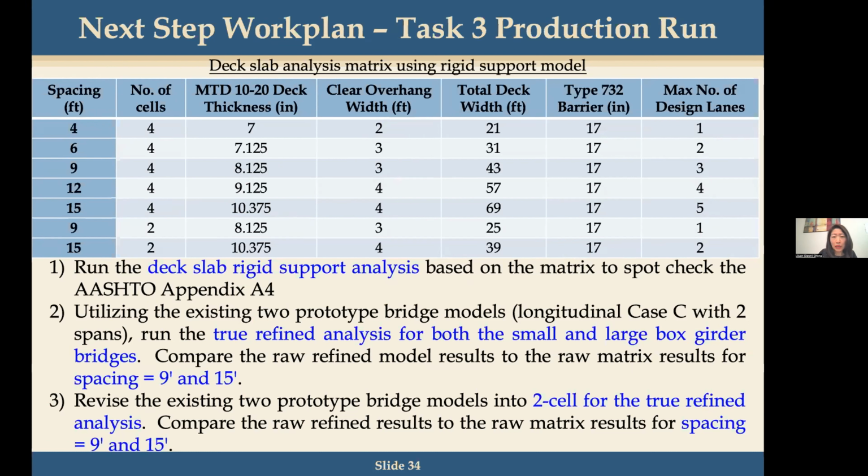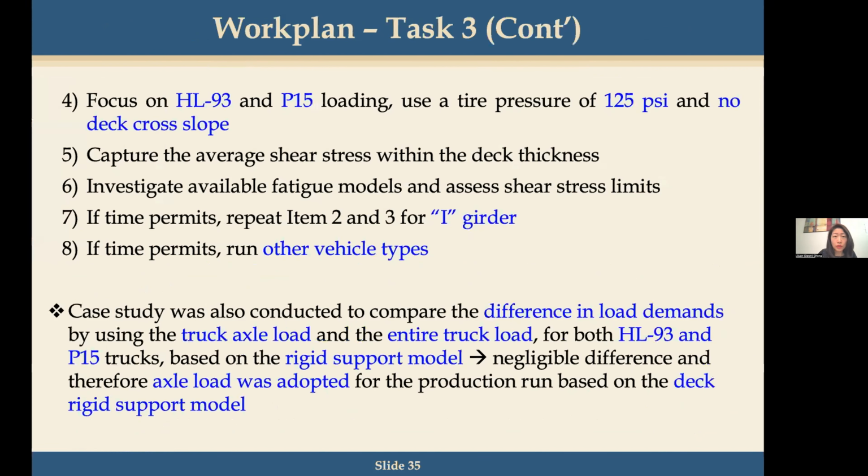The other part of the task is to do a comparison or assessment of the AASHTO Appendix A4 design using our analysis results, to see how conservative or approximate the other method is. And then we also have some other cases we're going to consider with the P15 loading scenario, where the tire pressure is upgraded to 125 PSI. And then we have a few other cases that we're going to run for the I girders. If time permits, we will also include other vehicle types, such as the emergency vehicle and the special hauling vehicle. Okay, so this is part of our plan moving forward.